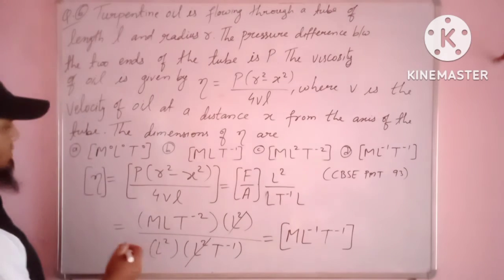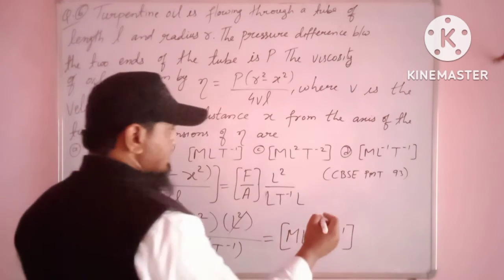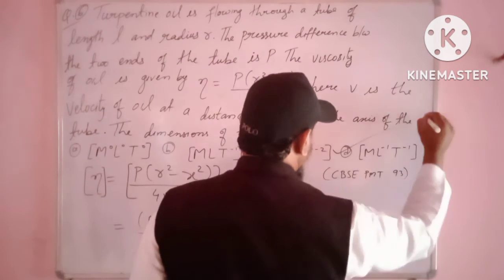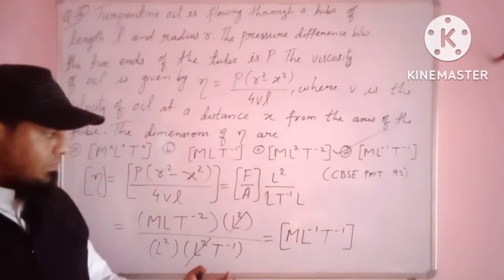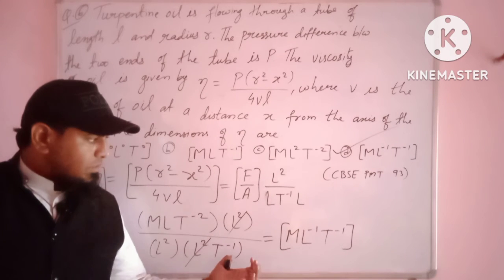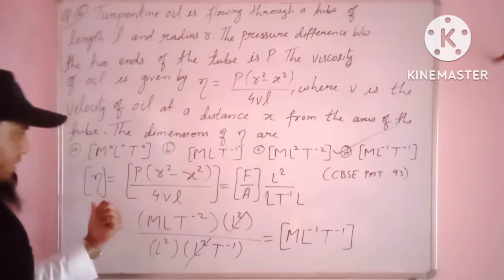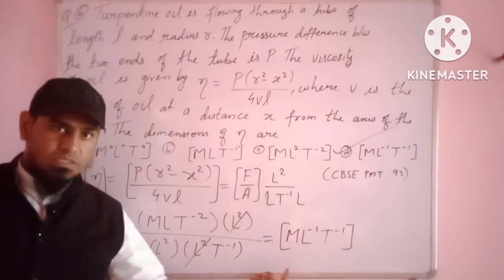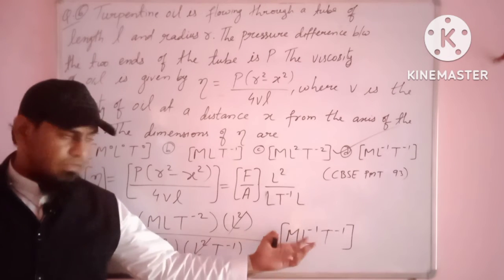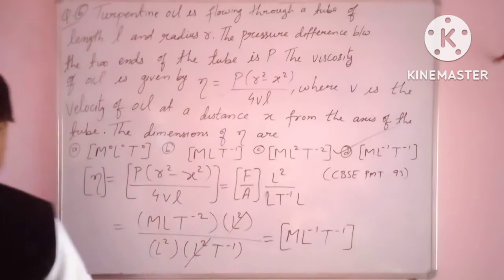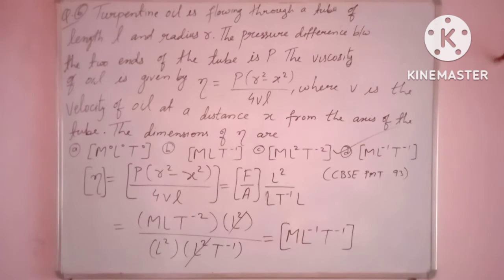So what are the dimensions coming? ML minus 1 T power minus 1. So option D is correct. This is also a very simple question. You can keep in mind the dimensions of eta. Eta is the coefficient of viscosity, always ML minus 1 T power minus 1. Pause the video and write it down.